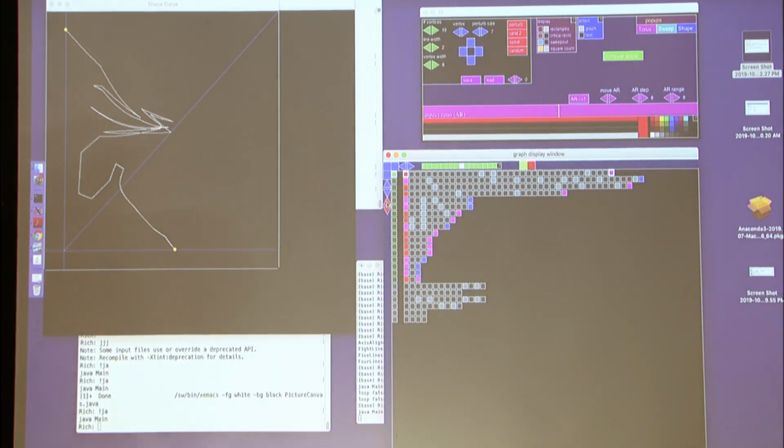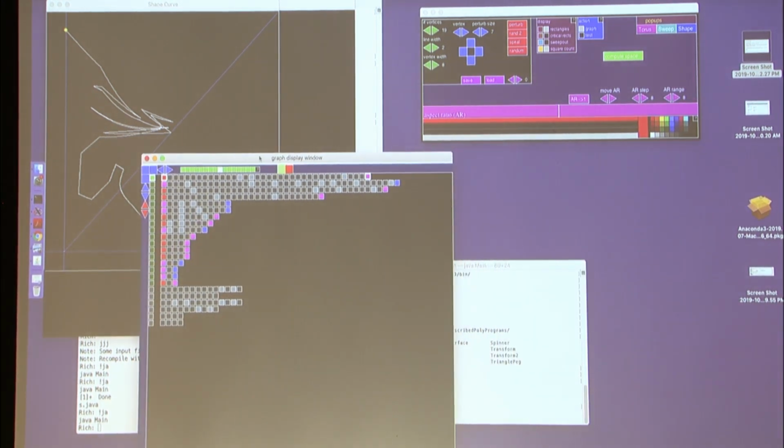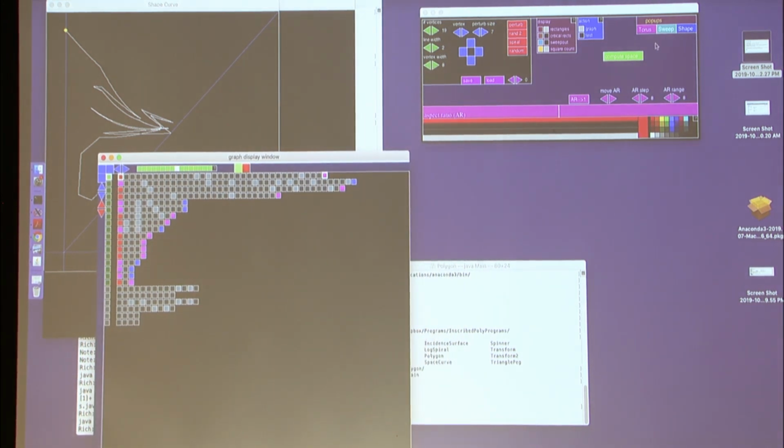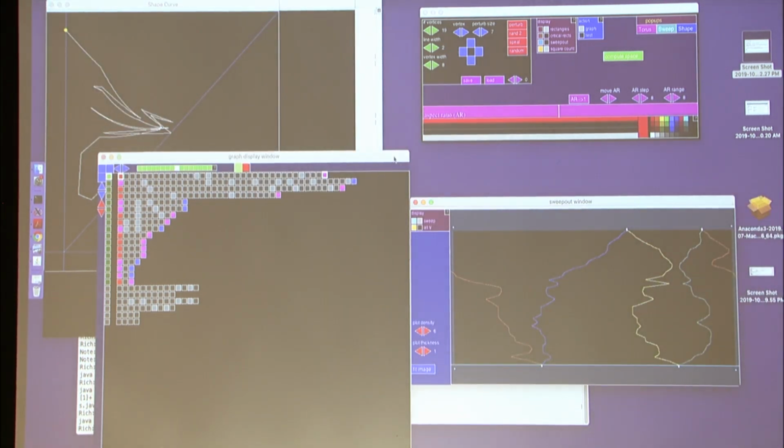So what else can I say about this? I feel like I went through this quickly, but maybe I can show you a little more. This program does other stuff, like this window sort of shows where's the polygon?